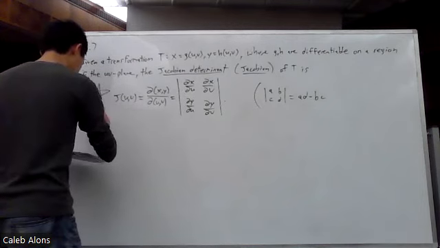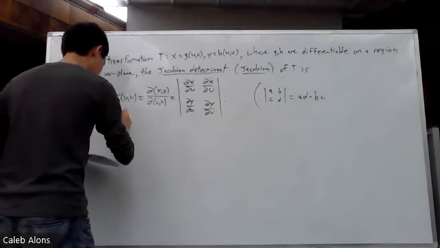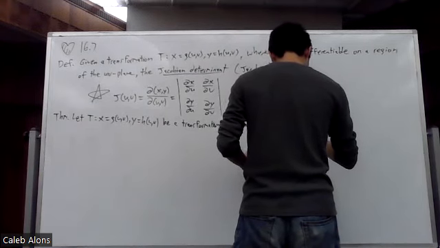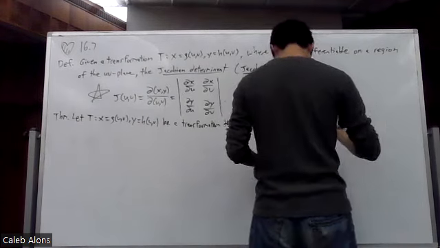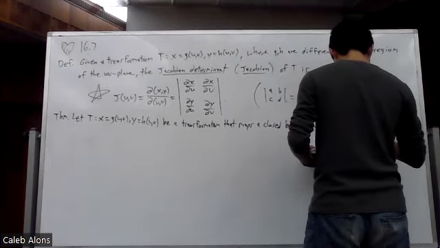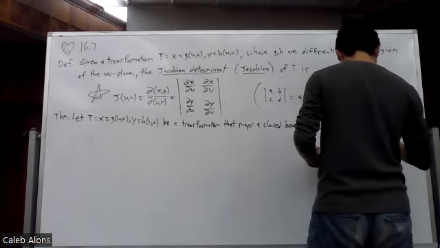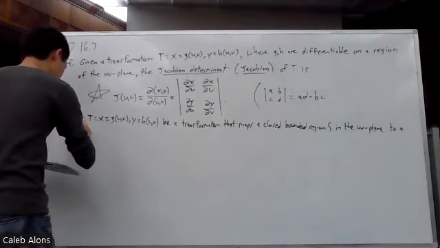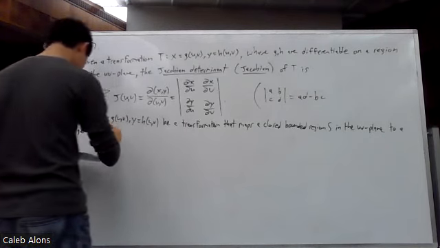Let T, as given by x is equal to g(u,v), and then y is equal to h(u,v) as well, be the transformation that maps a closed bounded region S in the UV plane to a region we call R in the XY plane.